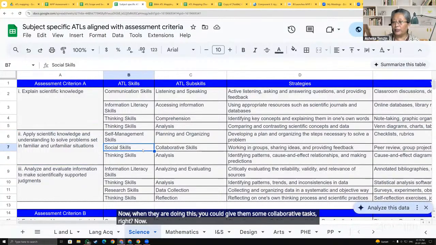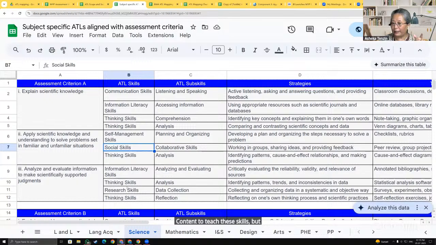Social skills and self-management skills are quite difficult when it is subject specific, because in my science content, I don't have specific content to teach these skills. But while designing your learning engagements, you can teach them. If they have to plan and organize some material, they will use self-management skills. To solve a problem, you have to organize your thoughts, so you will use self-management skills.